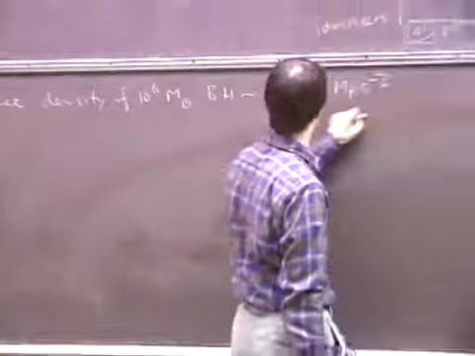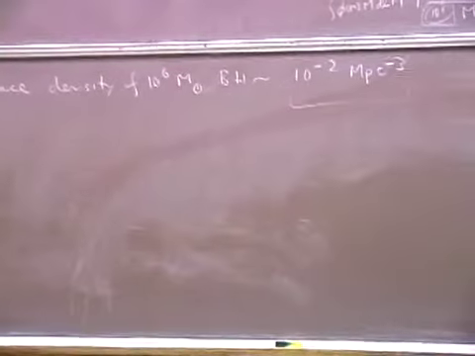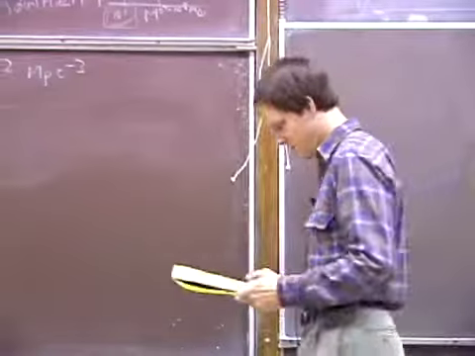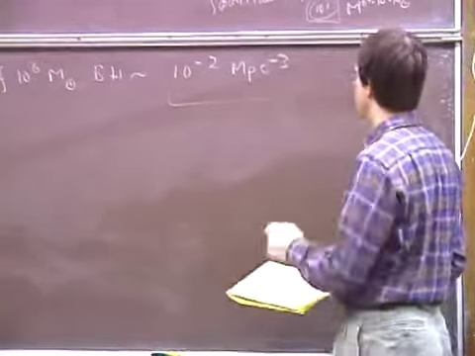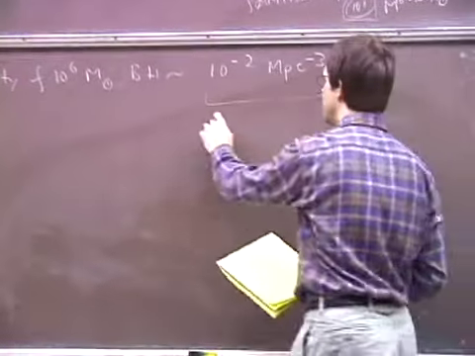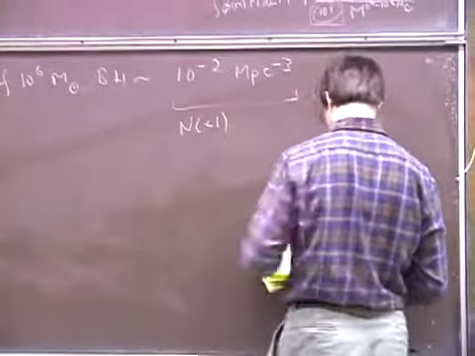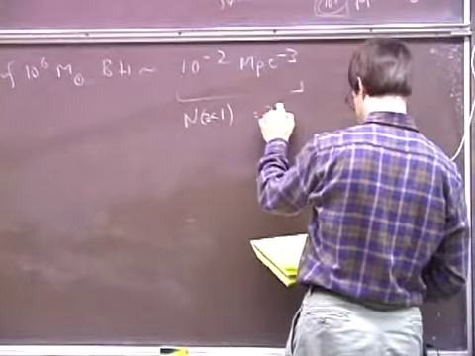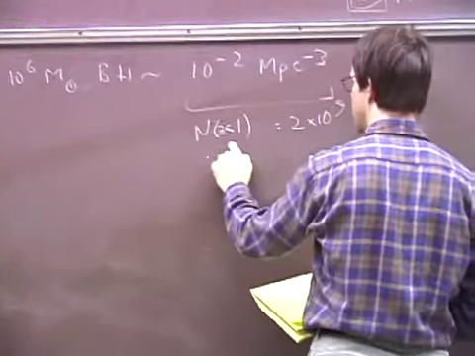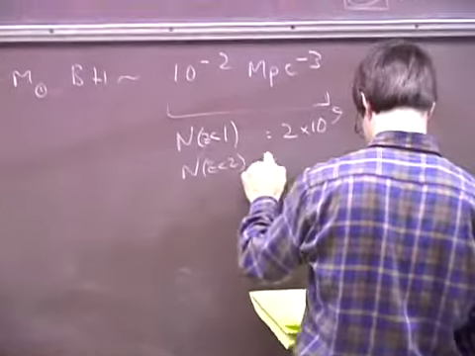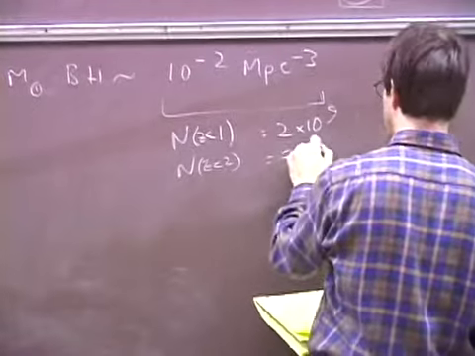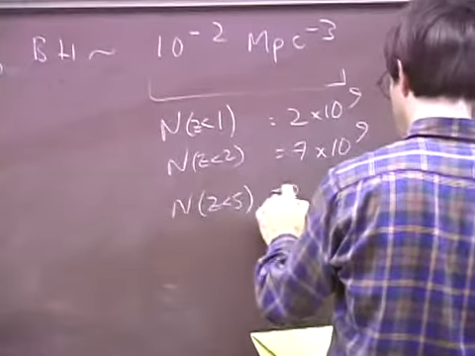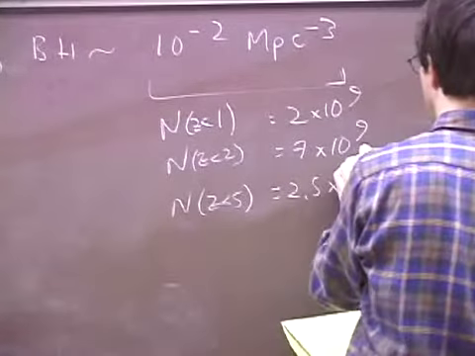Okay, so if you use this expression just for comparison in the volume of the universe less than a given redshift that I gave you in the first lecture, the number of these black holes at redshifts less than 1 is 2 × 10⁹. Redshift less than 2 is 7 × 10⁹. And redshift less than 5 is 2.5 × 10¹⁰.